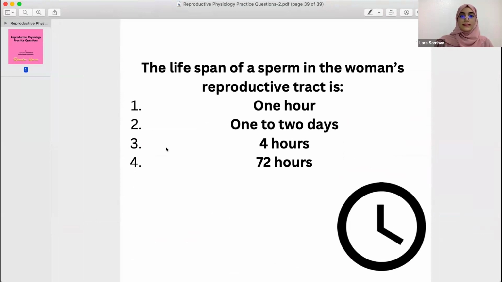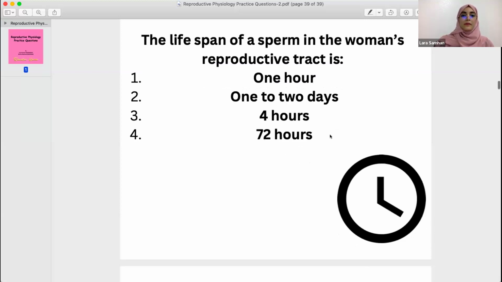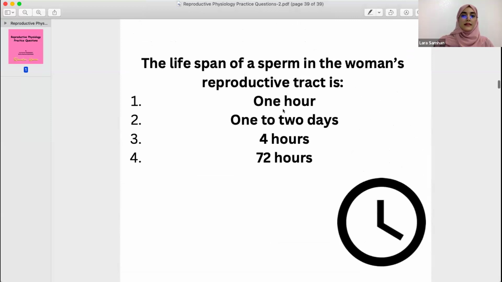What do you guys think is the answer? By guess. Okay. It actually lives longer. So regarding the lifespan of the sperm in the woman's reproductive tract, as we know, the woman's reproductive tract is quite acidic. This acidic environment doesn't really allow the sperm to live too long, like for weeks or months. This is why many sperm actually die once they've been ejaculated. Even though some of them live for quite a long period, the maximum is approximately 1 to 2 days. So the correct answer is number two.